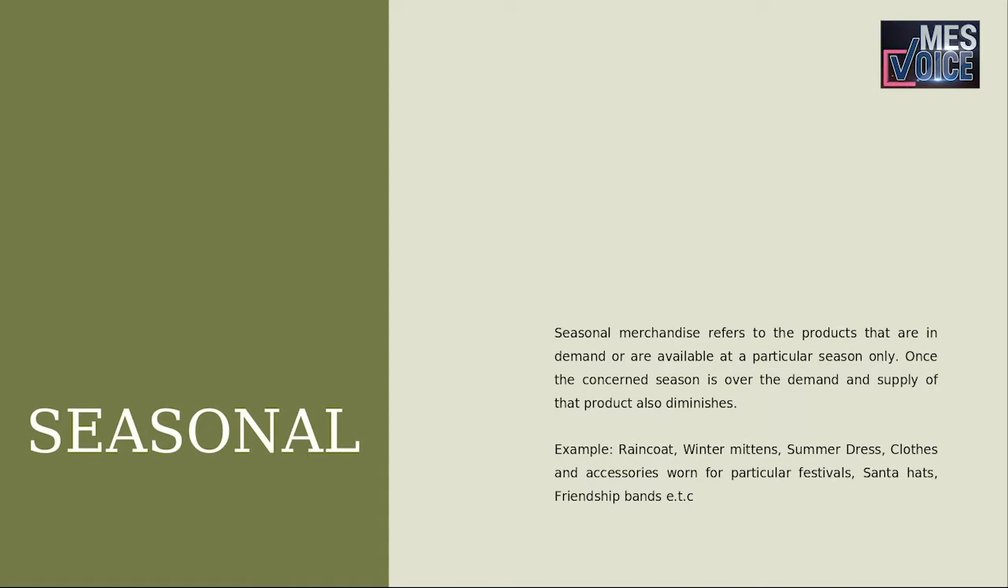Next, seasonal merchandise. Seasonal merchandise refers to the products that are in demand or are available at a particular season only. Once the concerned season is over, the demand and supply of that product also diminishes. These products may be available in the market throughout the year, but the demand and supply will be limited. Once the season approaches, the demand and supply will also increase. For example, raincoat, winter mittens, summer dress, gloves and accessories worn for particular festivals, Santa hats, friendship band, etc. So, products that are in demand only for a particular season are termed as seasonal merchandise.